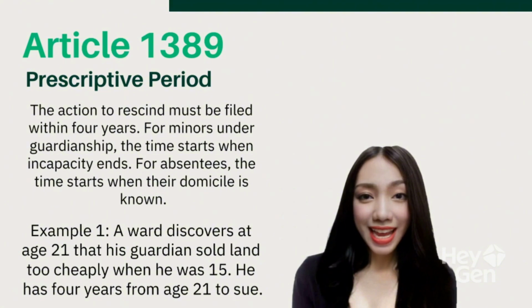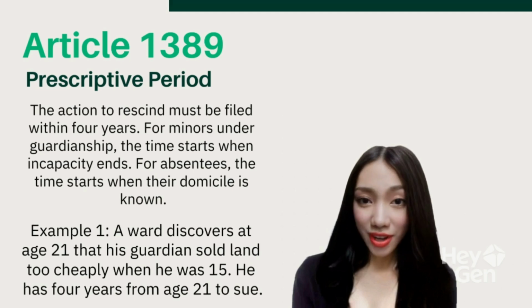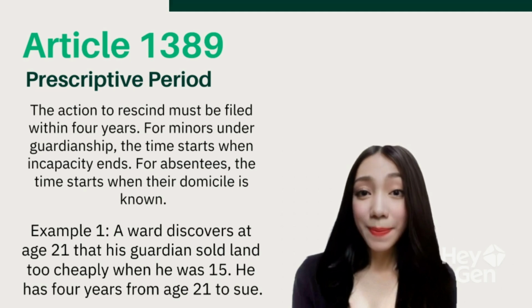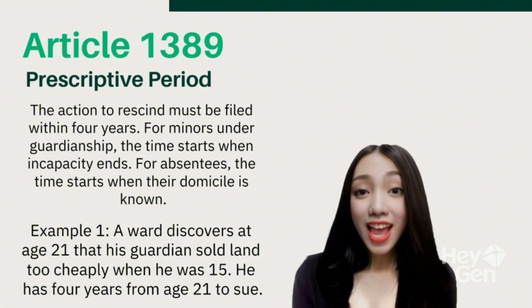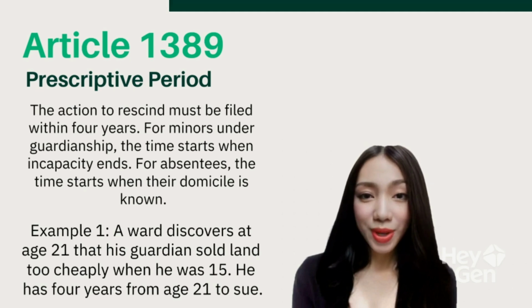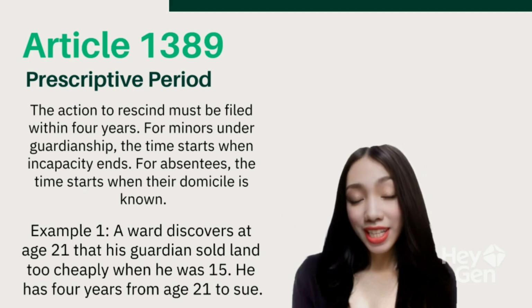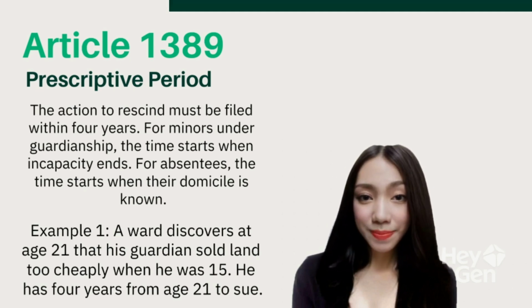Article 1389. Prescriptive period. The action to rescind must be filed within 4 years. For minors under guardianship, the time starts when incapacity ends. For absentees, the time starts when their domicile is known. Example 1. A ward discovers at age 21 that his guardian sold land too cheaply when he was 15. He has 4 years from age 21 to sue.